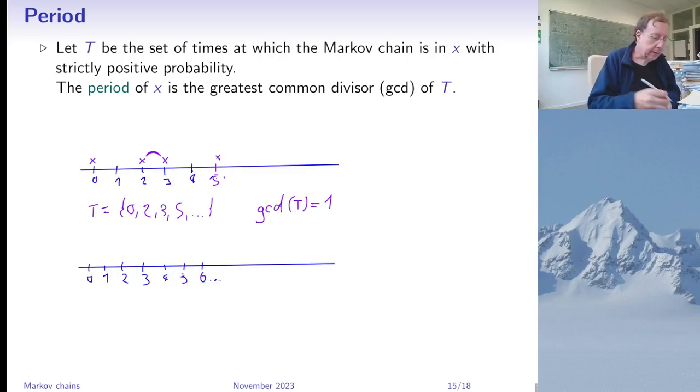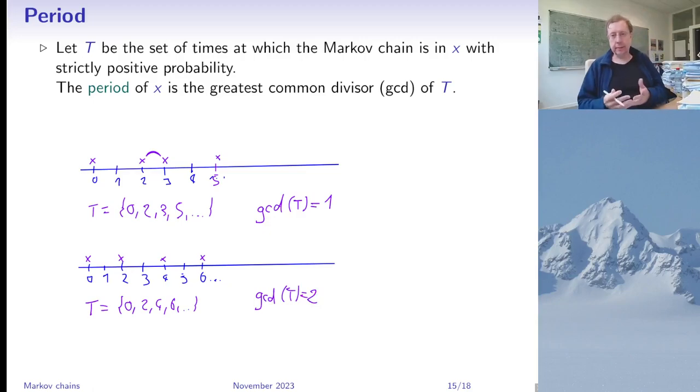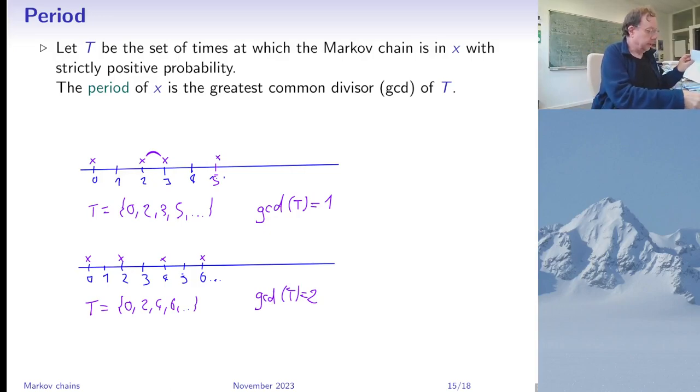So what I can have is that I am back at my starting point with positive probability only at even times. Then my set T will contain only even integers, and its greatest common divisor will be 2. So then I have period 2.